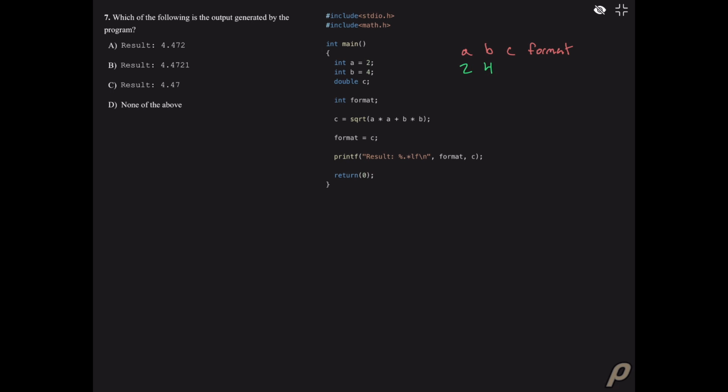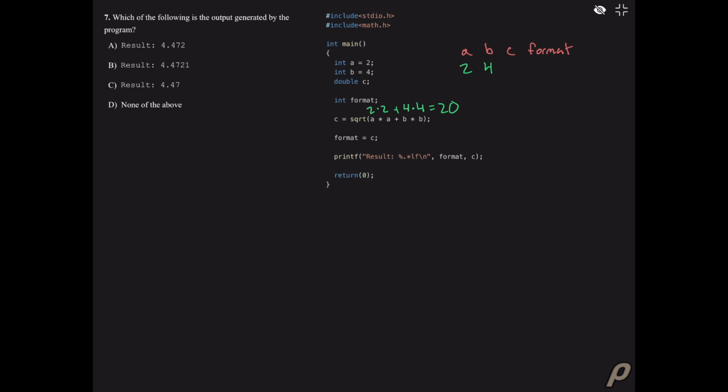Right off the bat, we see this SQRT. If you know your math and you see that the math library is included up here, this means that we are using the square root function. The way this works is it just takes the square root of whatever the parameter is that gets passed through. So let's calculate what that parameter is. We get 2 times 2 plus 4 times 4. That's just a simple little math thing there. So that's just going to be 20.